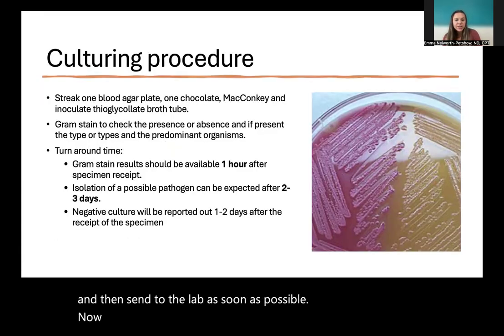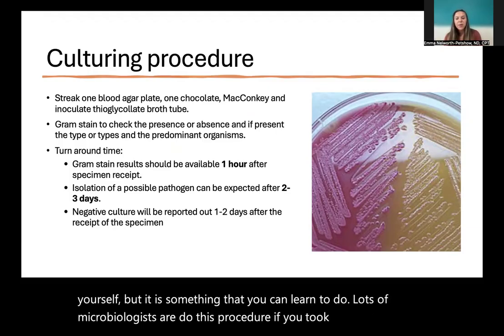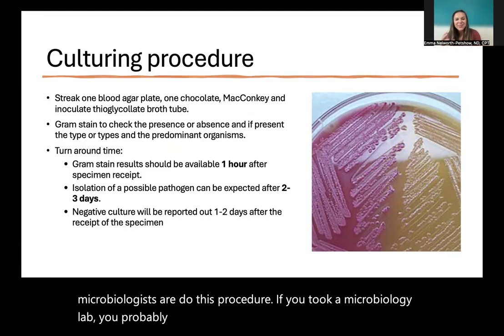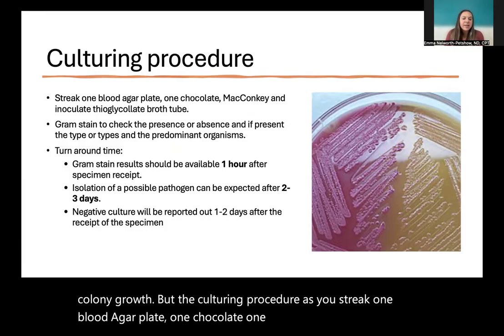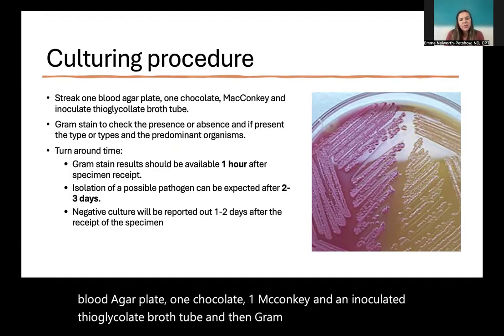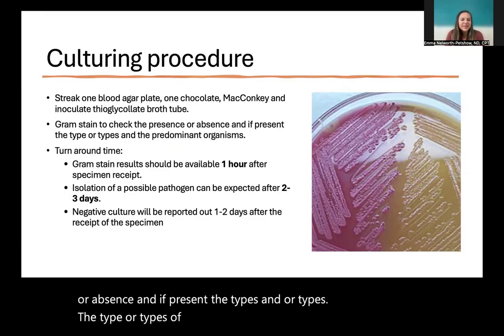Now, the culturing procedure, you're not going to be doing this yourself, but it is something that you can learn to do. Lots of microbiologists do this procedure. If you took a microbiology lab, you probably have streaked an agar plate before to see colony growth. But the culturing procedure is you streak one blood agar plate, one chocolate, one MacConkey, and an inoculated thioglycolate broth tube, and then gram stain to check the presence or absence, and if present, the type or types of the predominant organisms present.